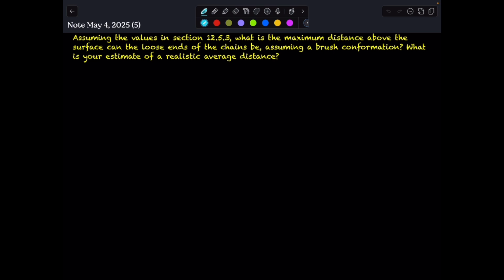So, if we look at section 12.5.3, we see that a solution of polystyrene has a molecular weight of 200,000 grams per mole, saturating a colloidal surface. Weight increases show that there are 2.5 milligrams of polymer per meter squared of surface.